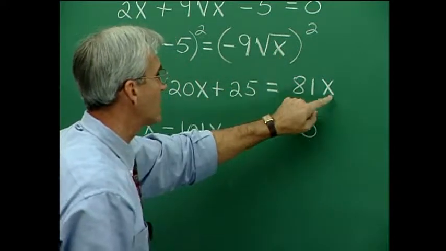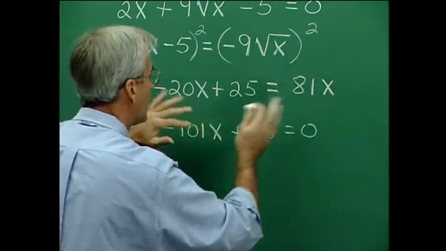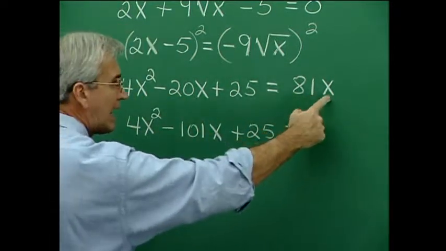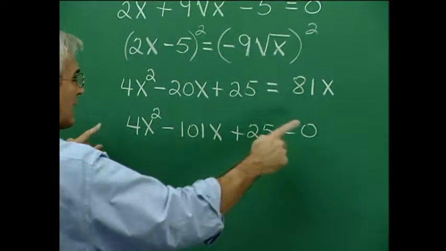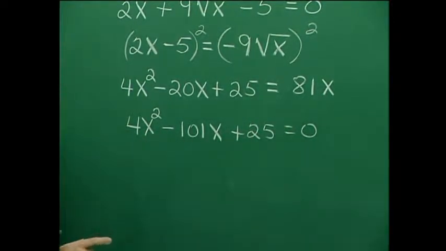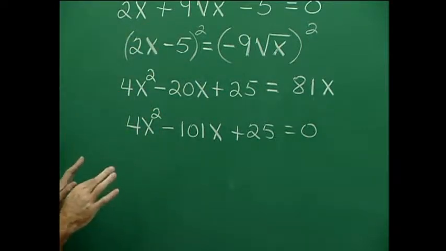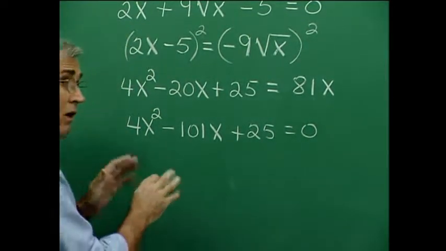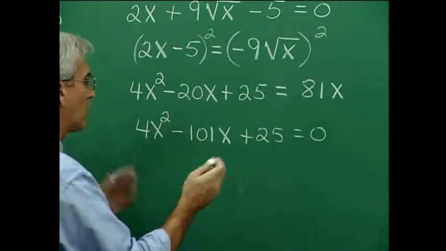Squaring the square root of x gives x. So not too tough. All right, now let's move the 81x to the left side. Subtract 81x on both sides and collect, and we get this. Now this is where I want to pick up the problem. Up to this point, it meets all of the requirements for our concept of solution: isolate the term involving the radical and then square on both sides.